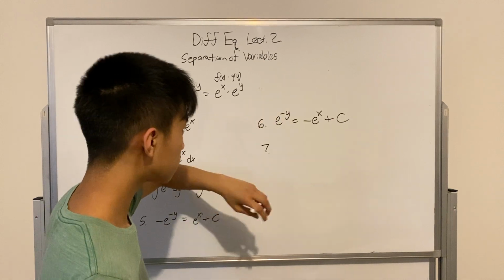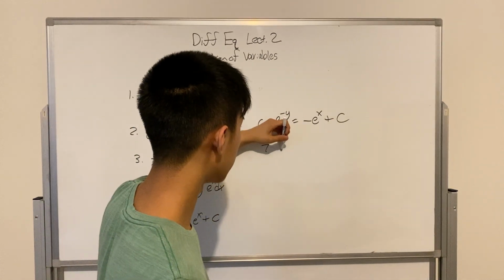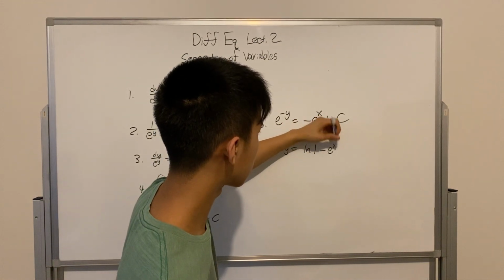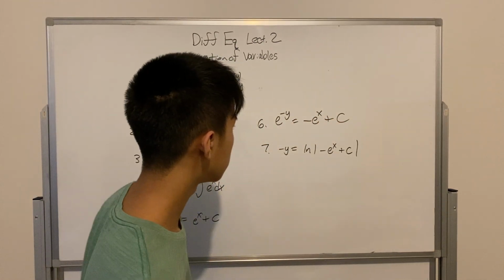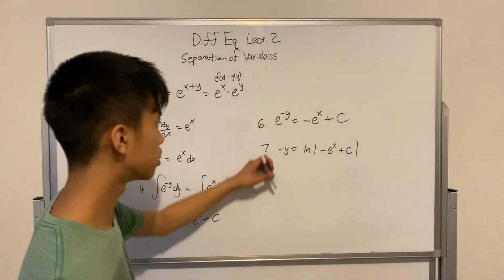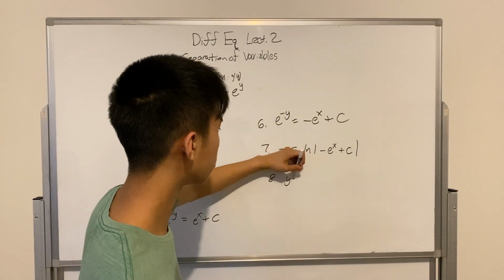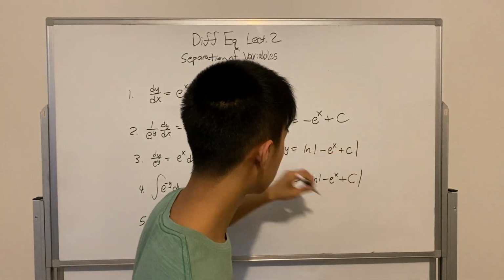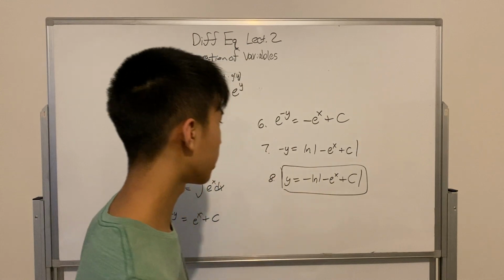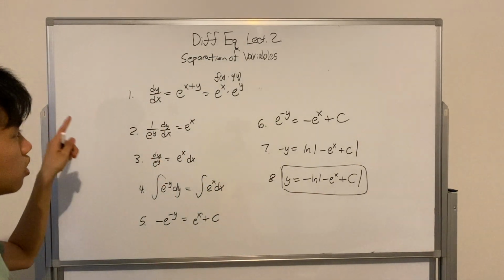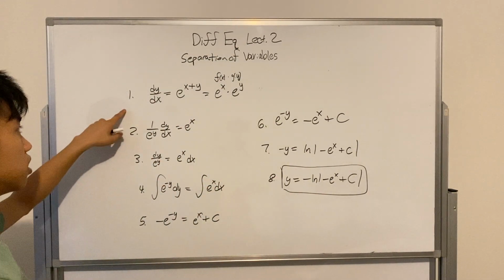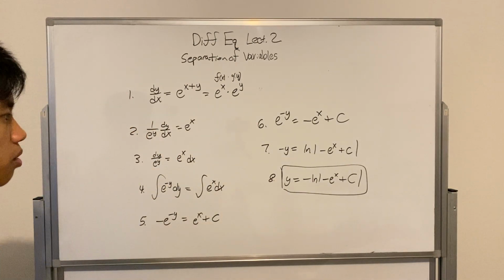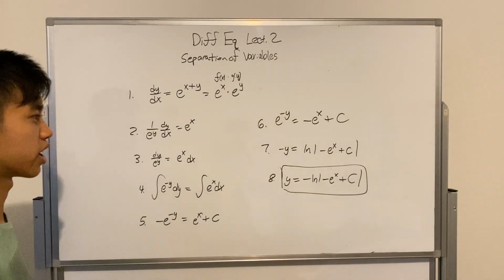So take the ln of everything. We now have negative y equals ln of negative e to the x plus c. And then you could take the negative of everything. So y equals negative ln of negative e to the x plus c. That is our final solution. And we could probably verify by plugging this into the original equation, but I'll just leave that as an exercise for you, because I'm just lazy and I don't want to have to do that.